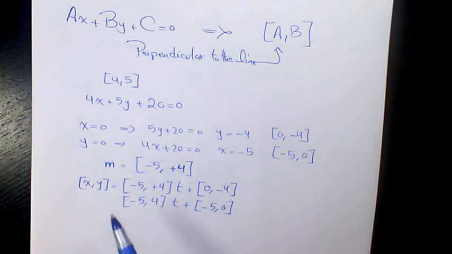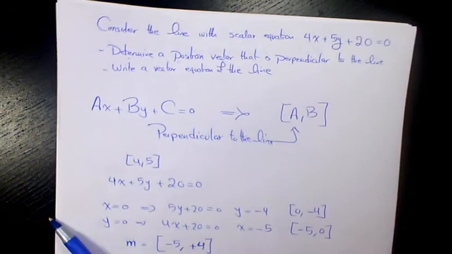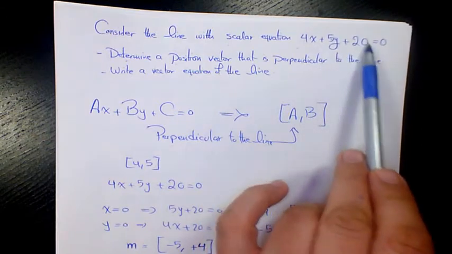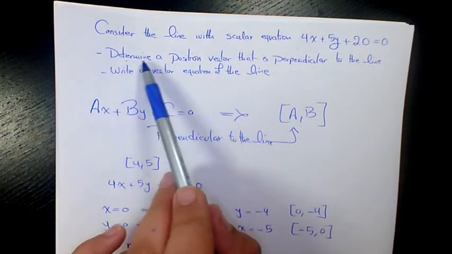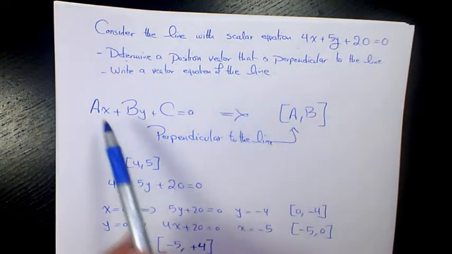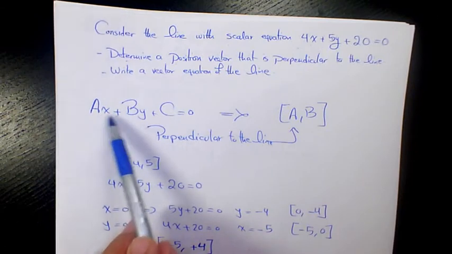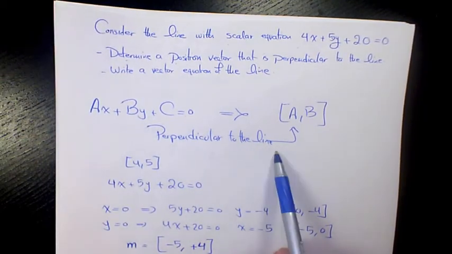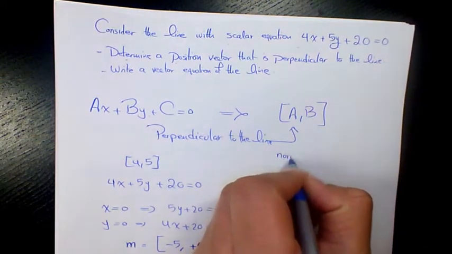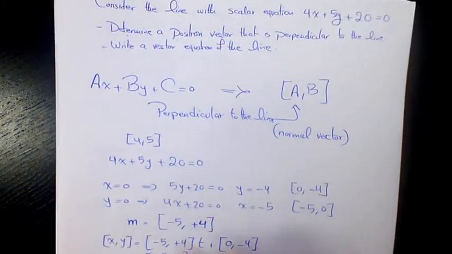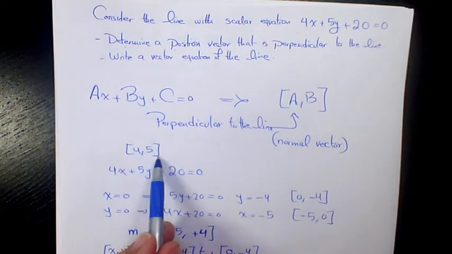So I forgot to record this part. Whenever you have this scalar form, which is 4x plus 5y plus 20 equals 0, if you want to find the position vector perpendicular to the line, we can say that in scalar equation, whenever we have ax plus by plus c, the vector a and b is perpendicular to the line, which is called the normal vector. Which in this case is going to be 4 and 5.